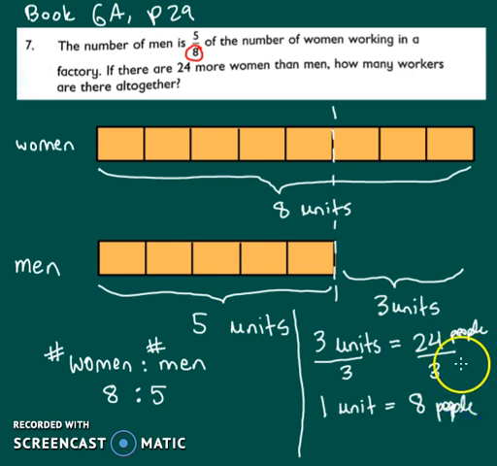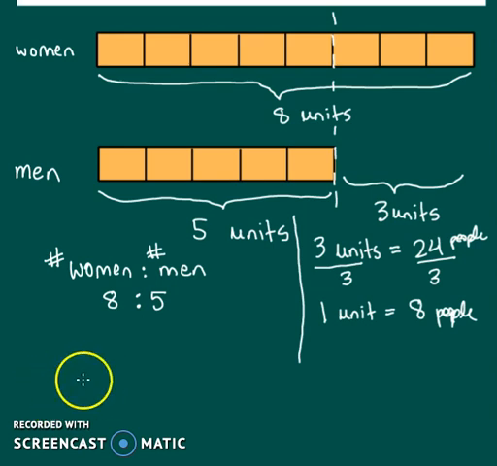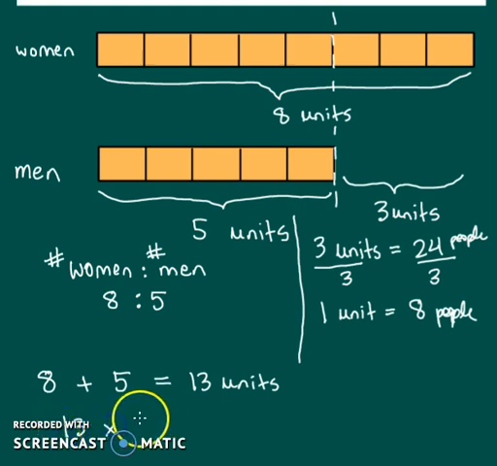Oops, people. And now the question is, how many workers are there altogether? Well, how many units do we have altogether? We have 8 units of women. We have 5 units of men. So we have 13 units altogether. Each unit is worth 8 people, as we discovered. 13 times 8 is 104, and that is how many workers there are altogether in the factory.